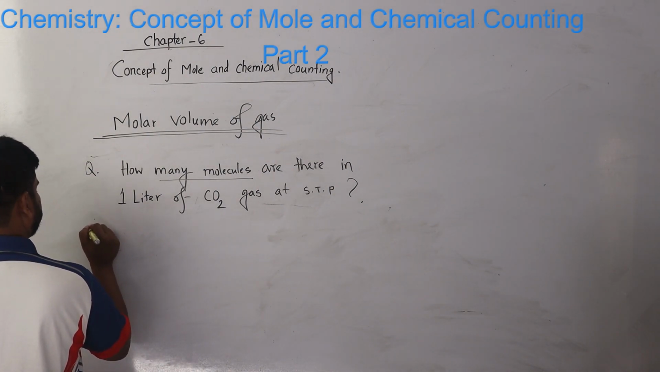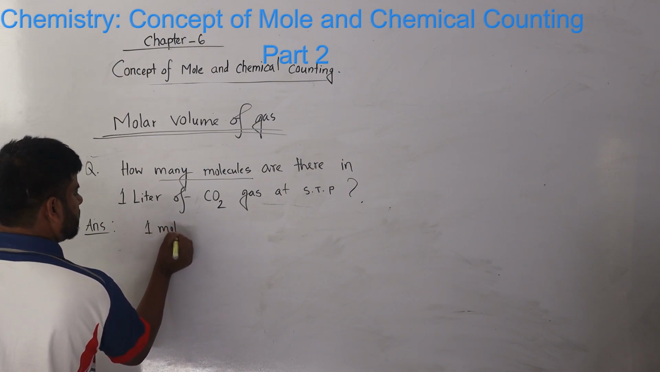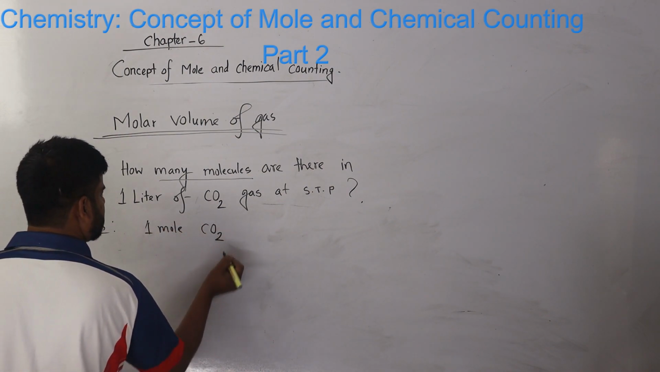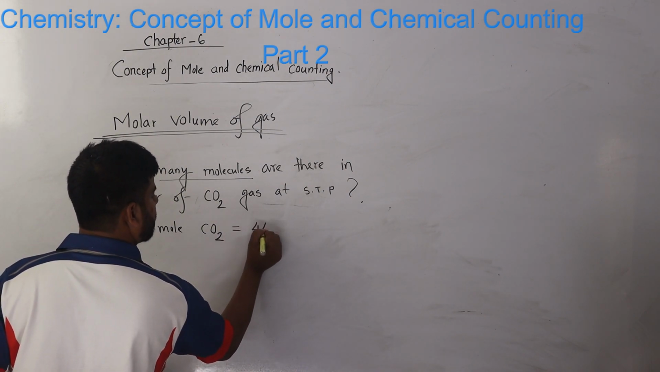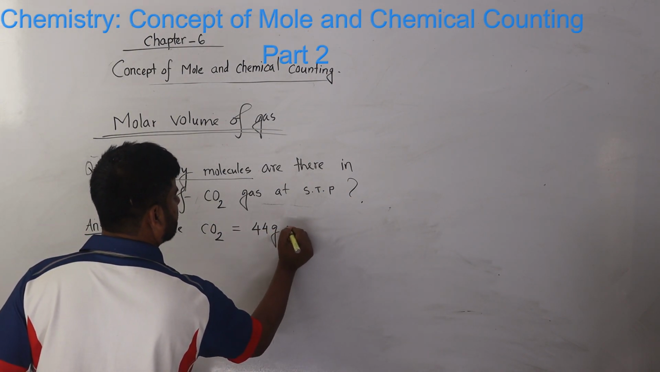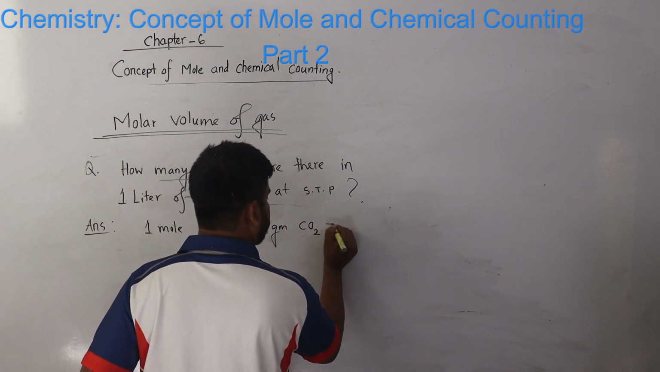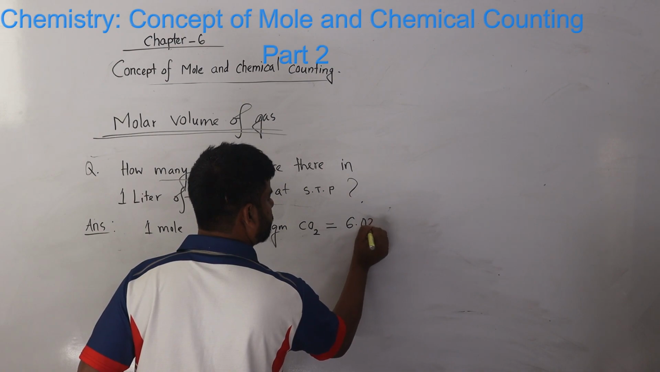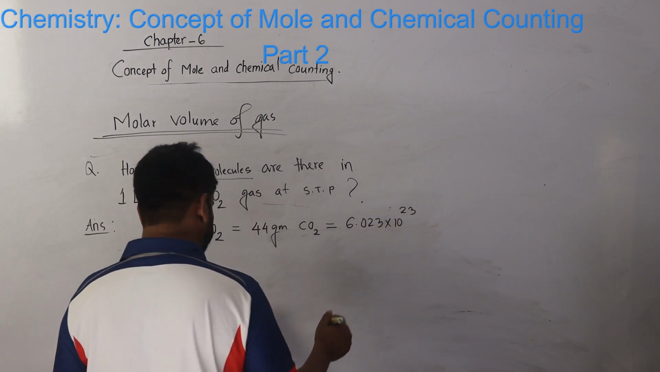So remember, 1 mole of carbon dioxide equal to 44 gram carbon dioxide, and it contains 6.023 10 to the power 23 number of molecules.